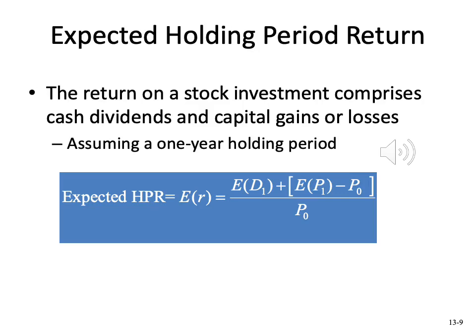If you look at the formula, we can simply divide the formula into two parts. The first part is the expected next period dividend, D1, divided by P0. This ratio is our dividend yield. The second part is the percentage of capital gains, which is the change in the price, expected P1 minus P0, divided by P0. So this ratio is the percentage of the capital gain or capital loss.